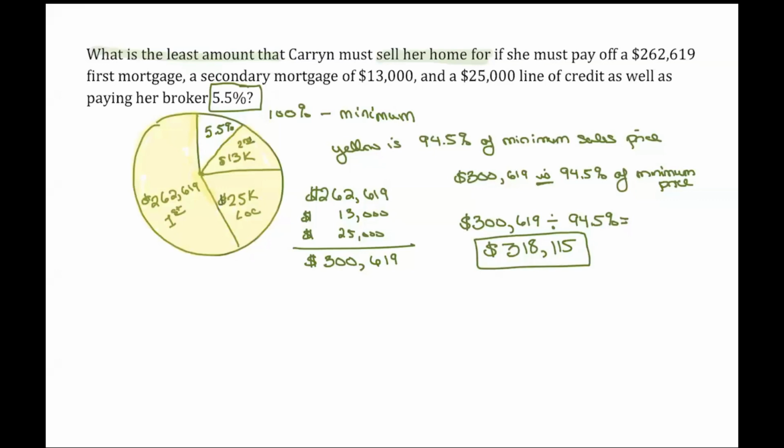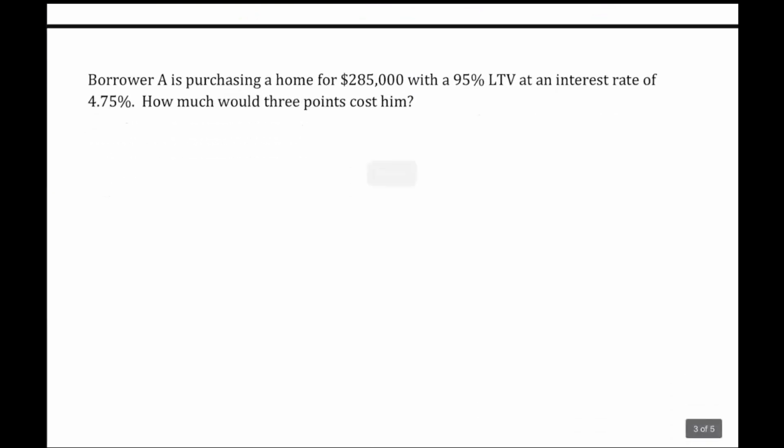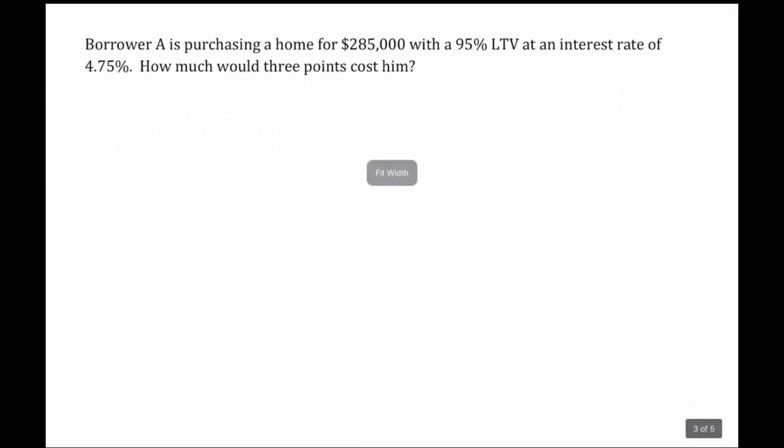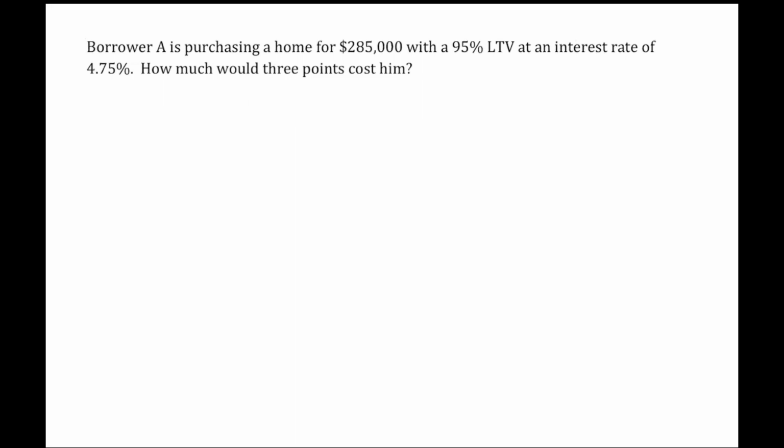All right. So we talked about net to seller. The next type of problem we wanted to go over is going to be points and loan to value and all of those things. So let's take a look at this question. Borrower A is purchasing a home for $285,000 with a 95% LTV at an interest rate of 4.75%. What would 3 points cost him?